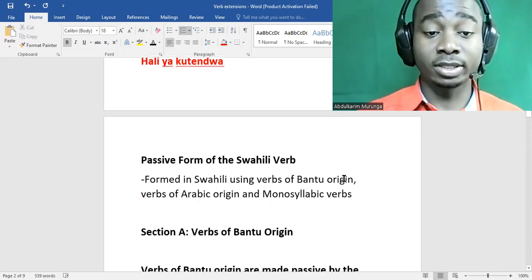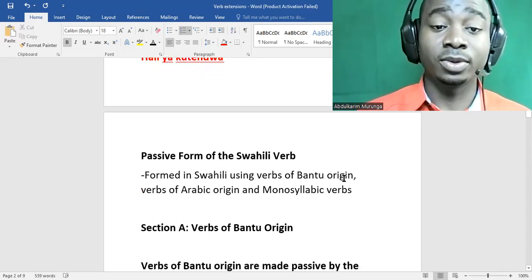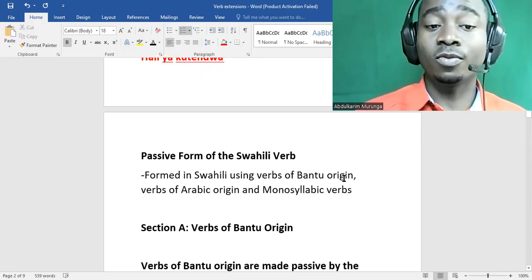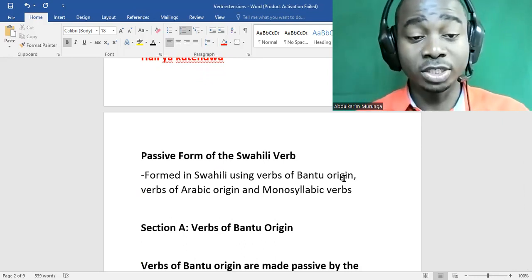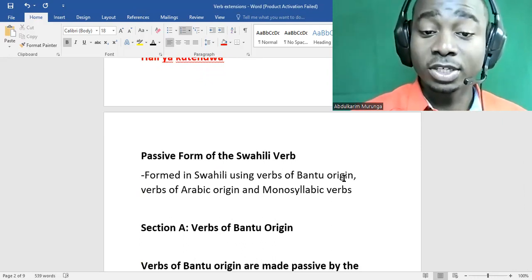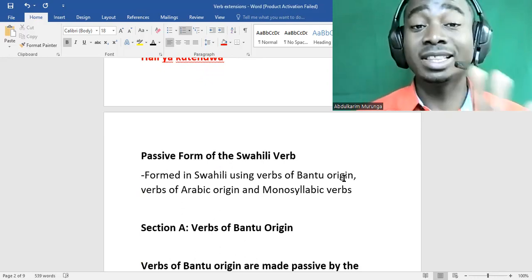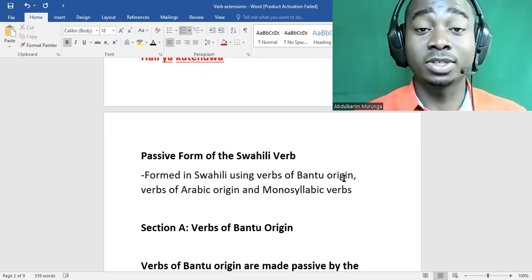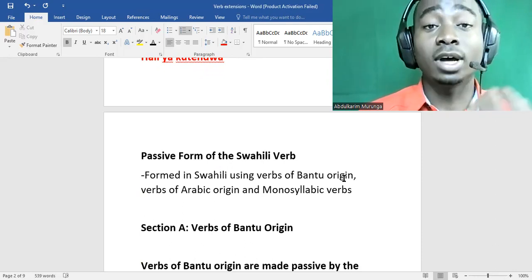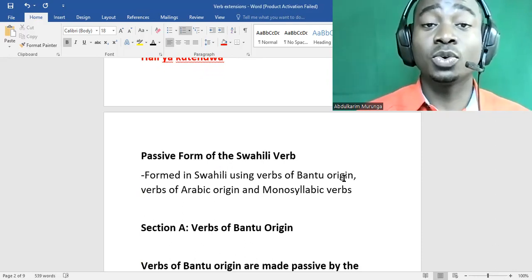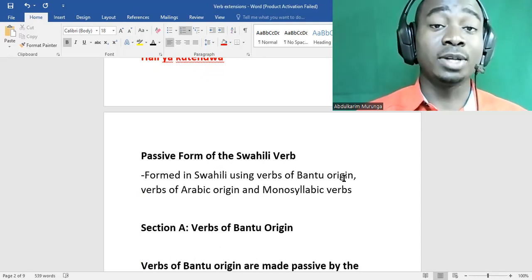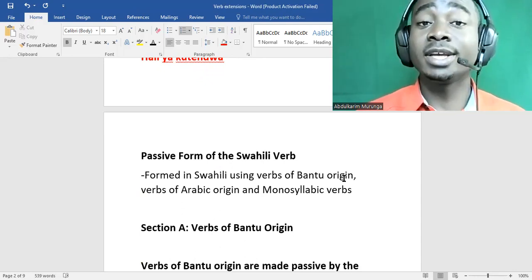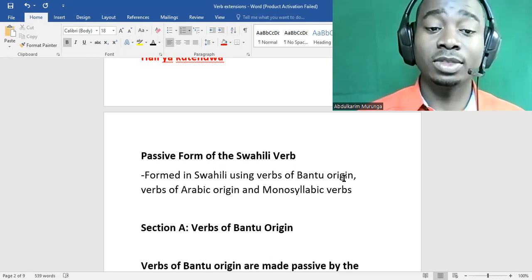We need to remember that Swahili verbs or these forms are formed from verbs which include verbs of Bantu origin, verbs of Arabic origin, and monosyllabic verbs. So these are the three categories of Swahili verbs. The Swahili verb of Arabic origin, Bantu origin, and the monosyllabic verbs. The verbs of Bantu origin are the verbs that end with "a."